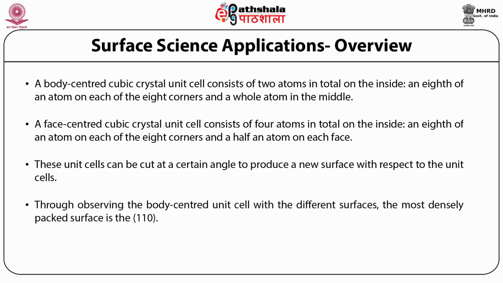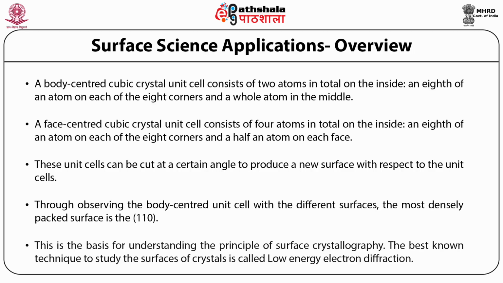The most densely packed surface of the body-centered cubic cell is the 110. In the face-centered cubic cell, the most densely packed surface is the 111. Two different crystals and their surfaces have been shown. This is the basis for understanding the principles of surface crystallography.